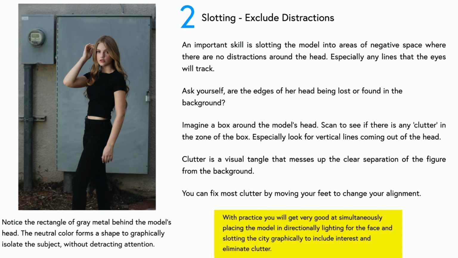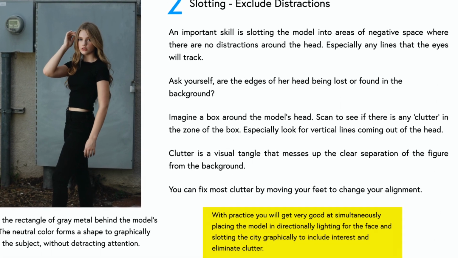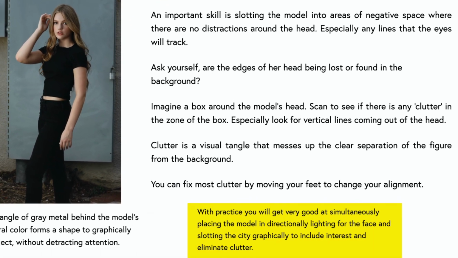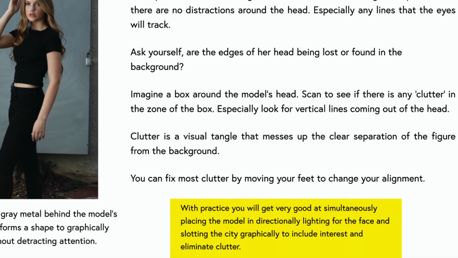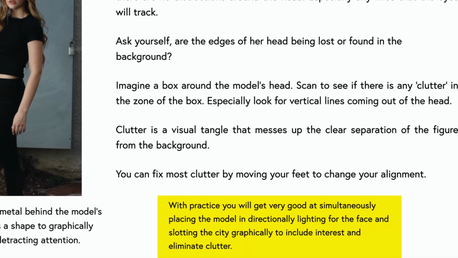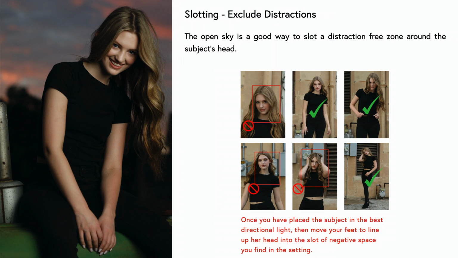With practice, you will get very good at simultaneously placing the model in directional light for the face and slotting the city graphically to include interest and eliminate clutter. The open sky is a good way to slot a distraction-free zone around the subject's head. Once you've placed the subject in the best directional light, then move your feet to line up her head in the slot of negative space you find in the setting.